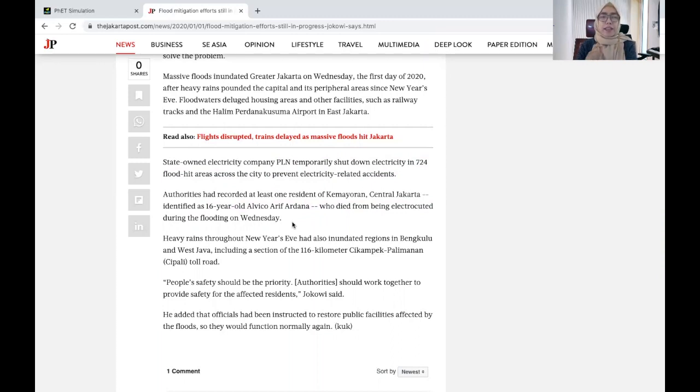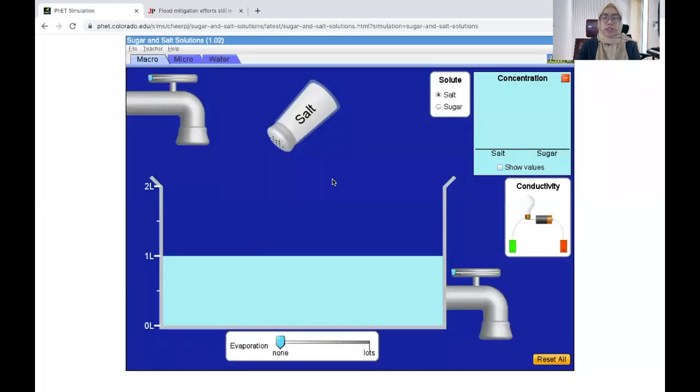So the water in the flood can conduct electricity. How? So how can the flood water conduct electricity? This question will be answered after we learn about electrolyte and non-electrolyte solution. To answer that question, we'll use a simulation. We'll check whether salt or sugar solution can conduct electricity.